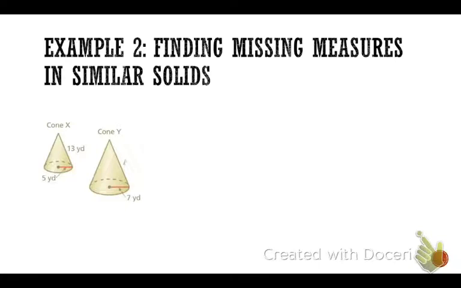The instructions tell me these cones are similar. So I'm going to set their ratios equal to each other. You can do slant height over radius or vice versa. I'm just going to do radius over slant height. For cone X, what is my radius? 5. And what is my slant height? 13. I just have to write them in the same order for cone Y. What is my slant height for cone Y?